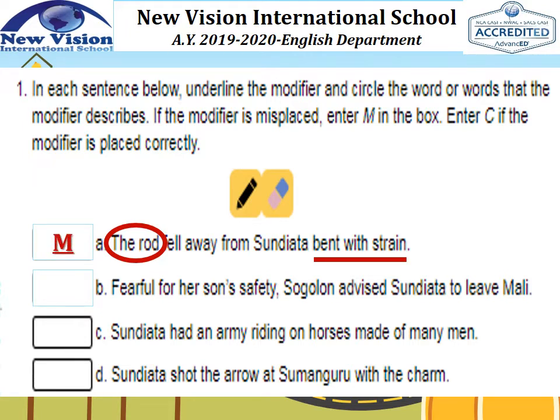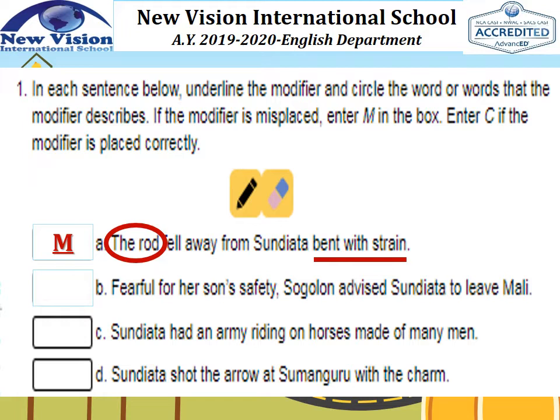Now, take time to correct it. There's a mistake already. How are we going to make it correct? This misplaced modifier. Good job. We are going to make the modifier near to the word it describes. So, it will become: Bent with strain, the rod fell away from Sundiata. I repeat, bent with strain, the rod fell away from Sundiata. Good job. How about for our letter B?